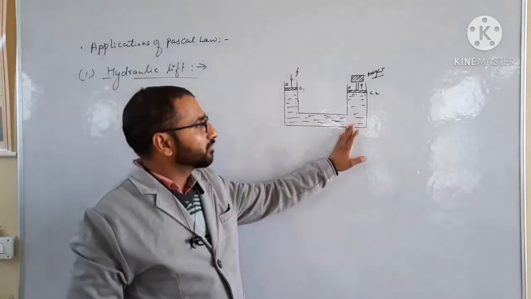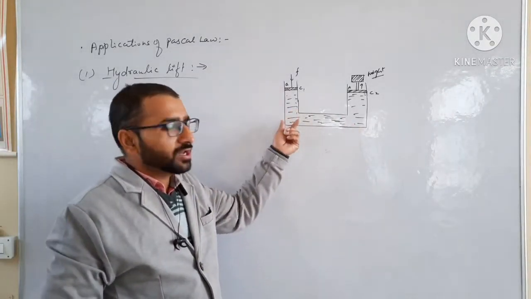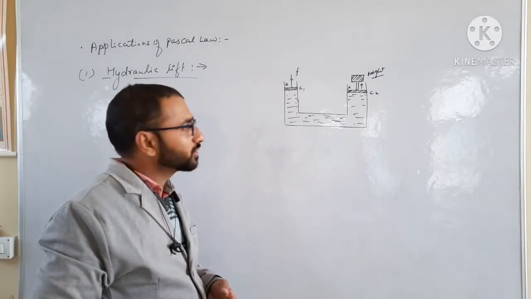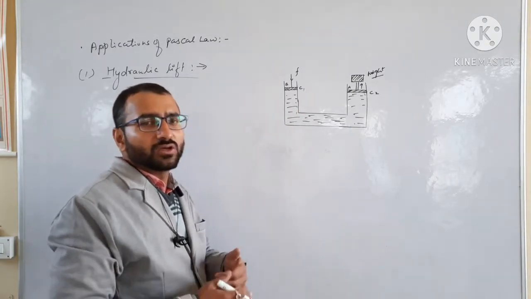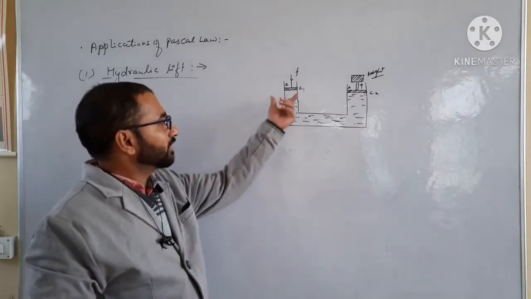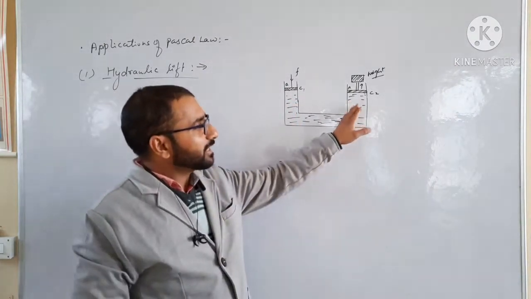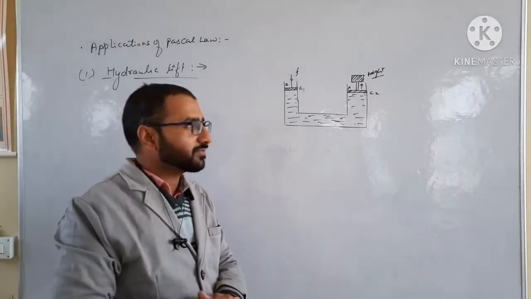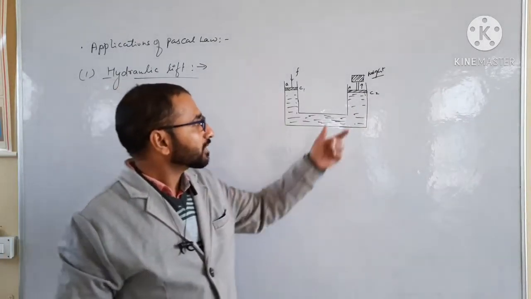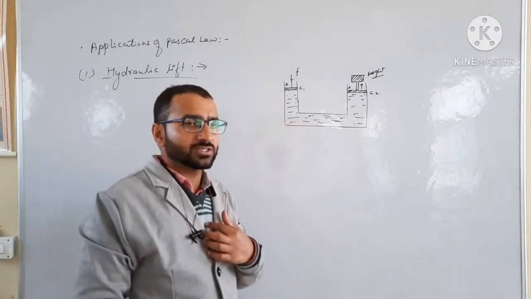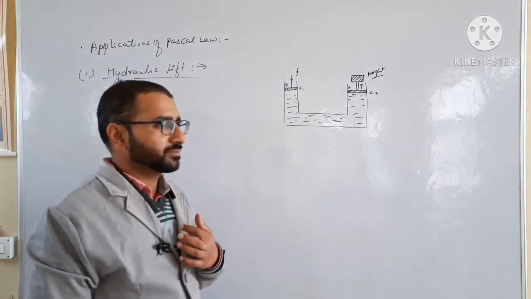lift that weight by applying a small amount of work done, or you can say by applying small pressure on the given small cross section area. We can lift that particular weight, which is a heavier weight like a car or truck, placed on the large cross section area. Point clear?